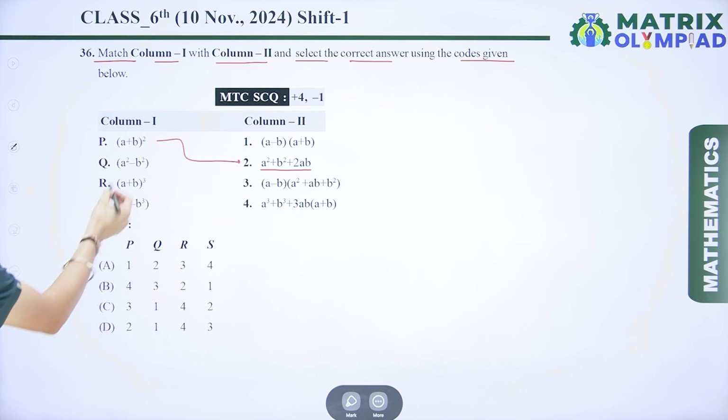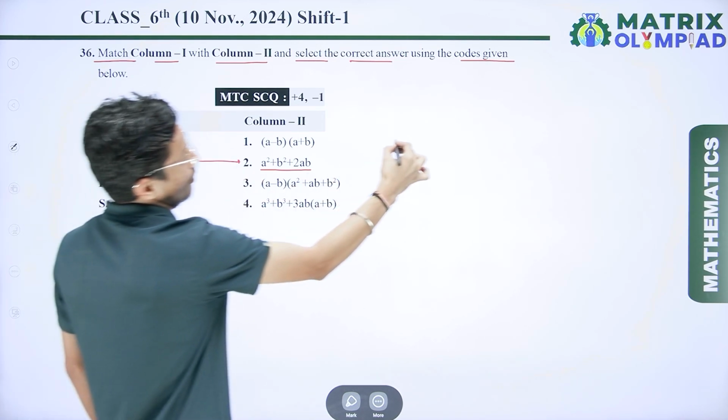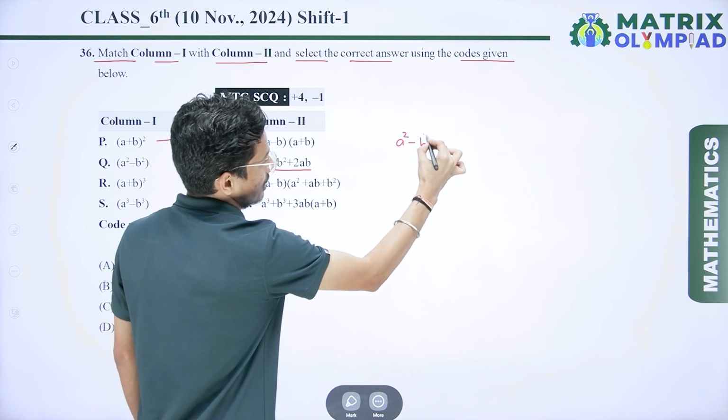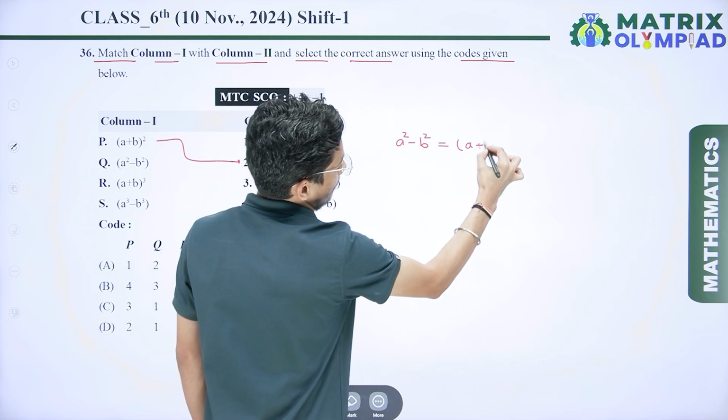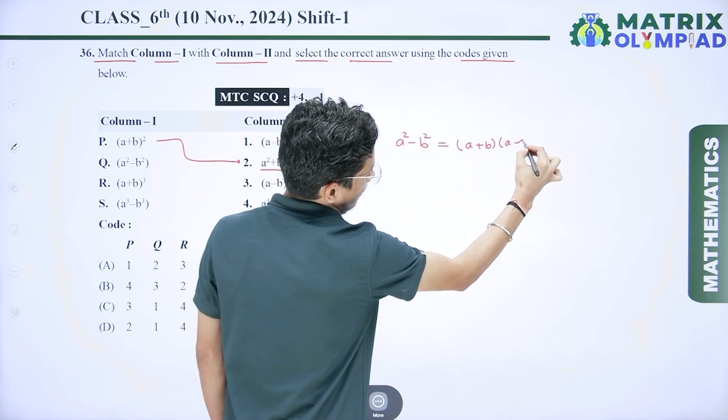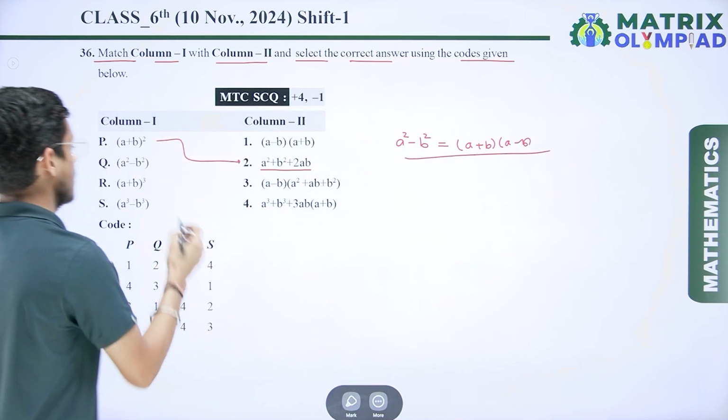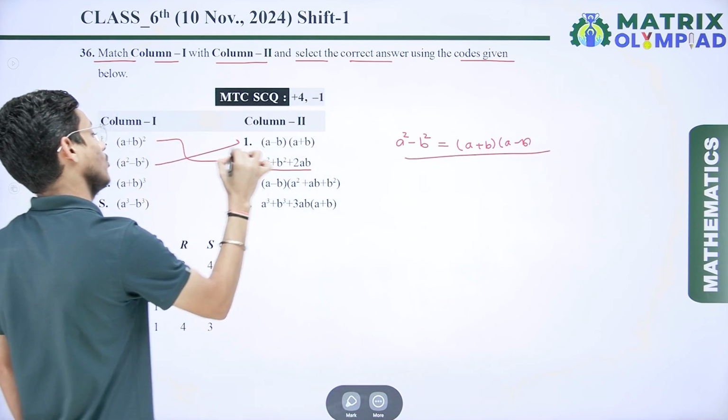Now second q, that is a square minus b square. So we know a square minus b square is (a plus b)(a minus b). So a plus b, a minus b, that is q is connected to 1.